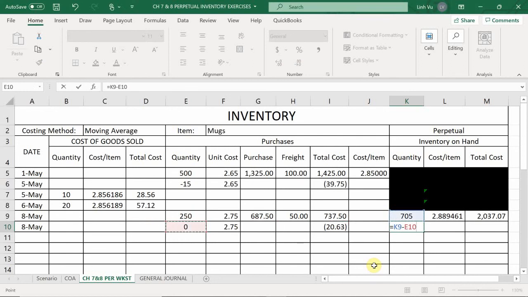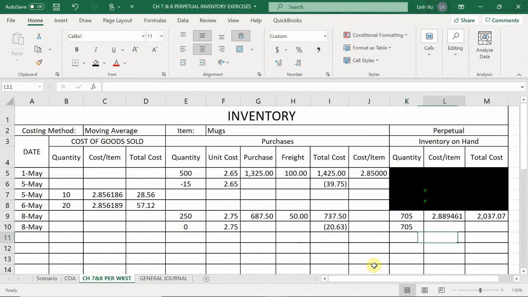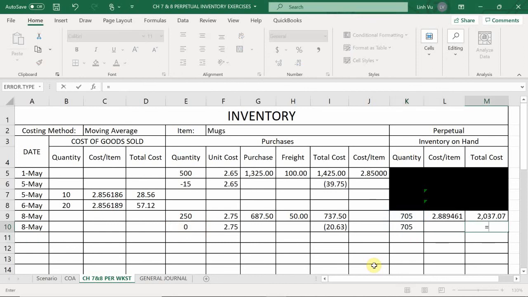So in this case, am I returning anything? No. The Cuppies Co. convinced us to keep those mugs, but give us a 15% discount. So in this case, it's going to affect nothing. Nothing to the quantity. However, it is going to affect my total cost.